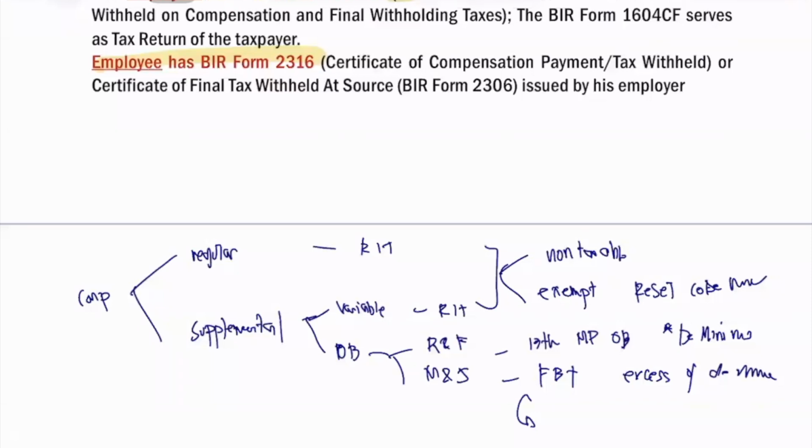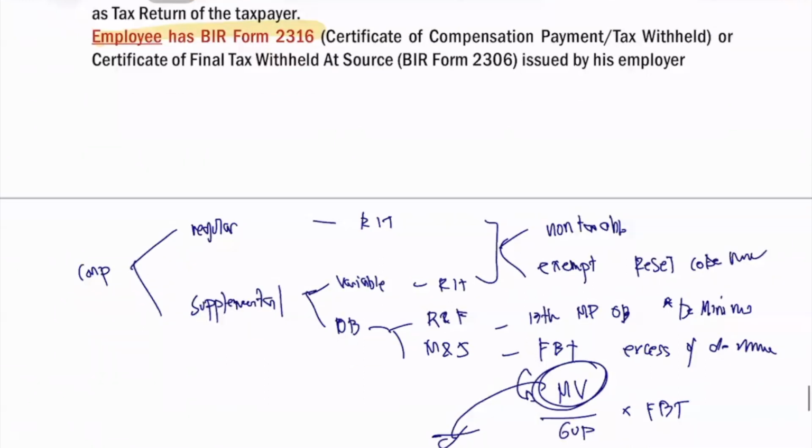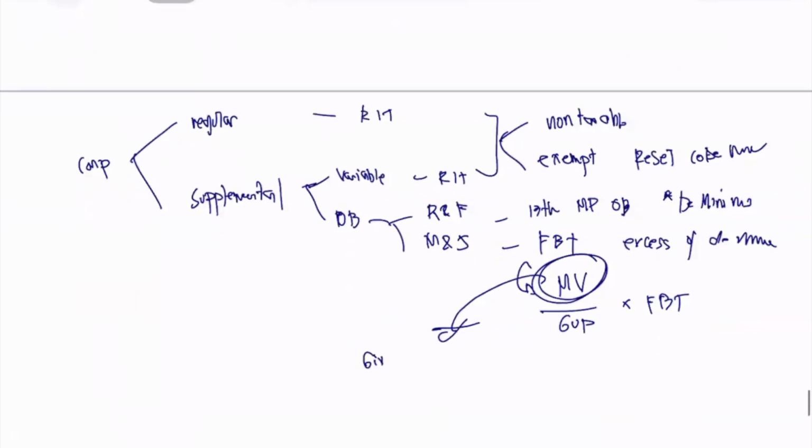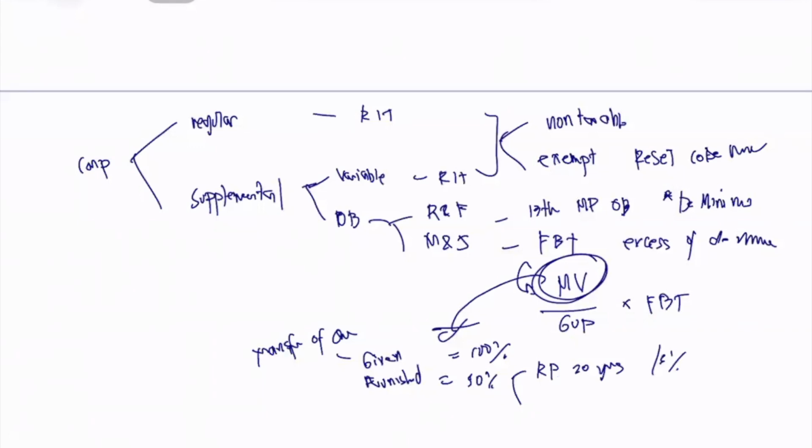For FBT, take note. Remember the rules on your monetary value and the rules under your gross up rate multiplied by your fringe benefit tax rate. And never ever multiply only the monetary value by 100%. You need to classify the monetary value whether it is given or only furnished. If given already, meaning there's a transfer of ownership, then tax it at 100%. Furnished, 50%. And for real property, you depreciate it over 20 years or 5% per year. While for personal property, you depreciate it for 5 years or 20% per year. Okay? That's it for compensation income.